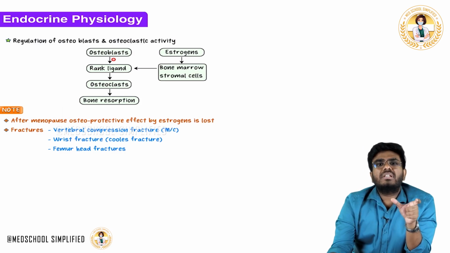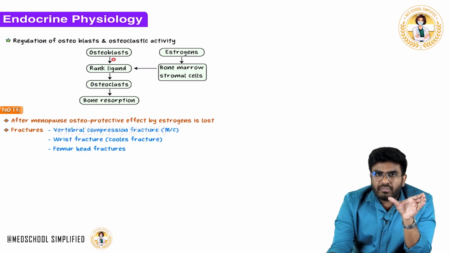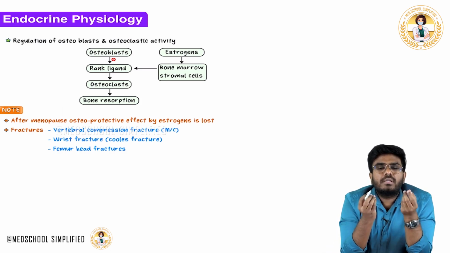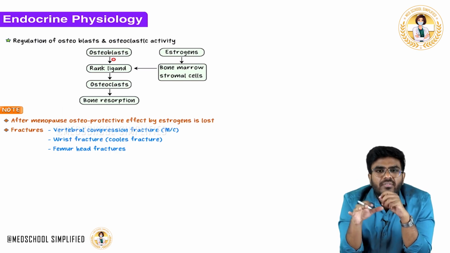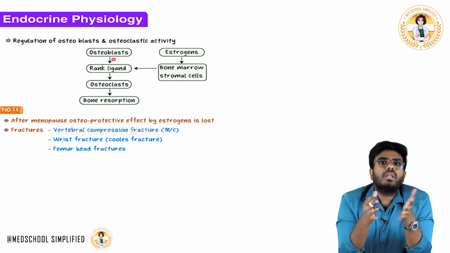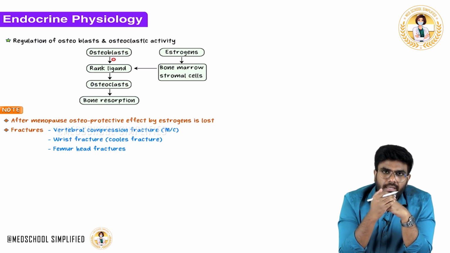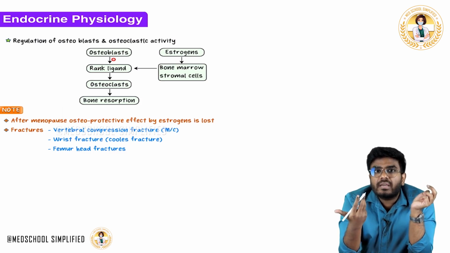We all know that the ovarian follicles produce estrogen. So by the time a female is 50, her ovarian follicles are gone. No follicles are there. So what happened to the estrogens in a female who is 55 years old? There are no estrogens. Whenever the estrogens are not there, what will happen? Osteoclasts will be activated. How osteoclasts will be activated, we will discuss now.